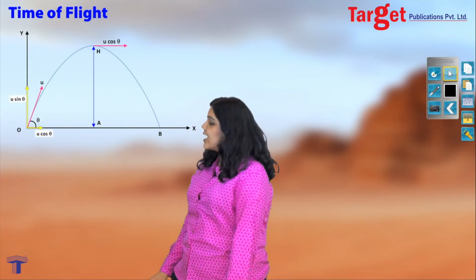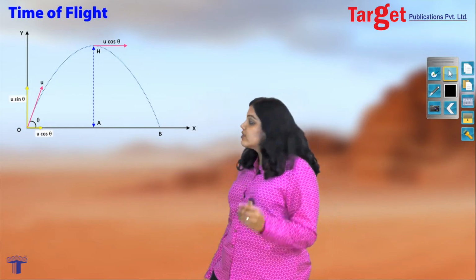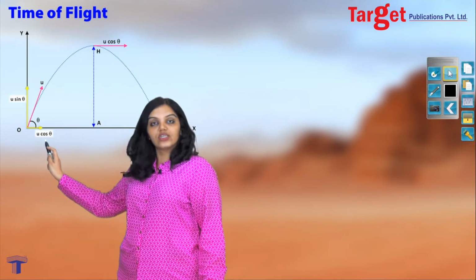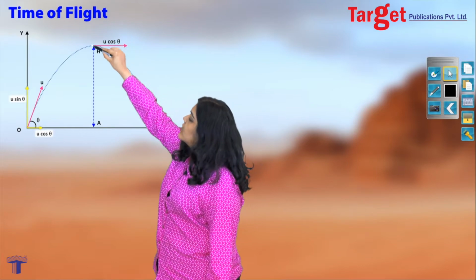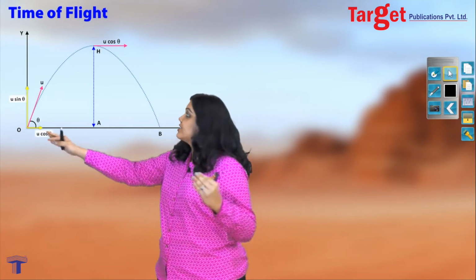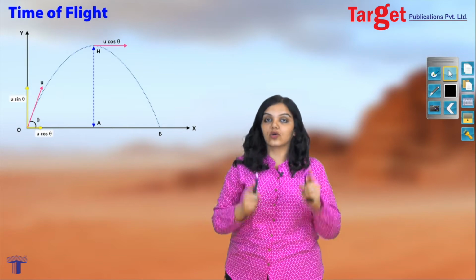So let me recap some things that we have already discussed. We have already said that the velocity of the object along the x direction will not change because there is no force acting on the object along the x direction, and therefore you can see that the initial velocity along the x direction is u cos theta, and even here the velocity along the x direction is u cos theta. In fact, if you draw the velocity along the x direction at any point in the motion, it will always be u cos theta because it remains constant.